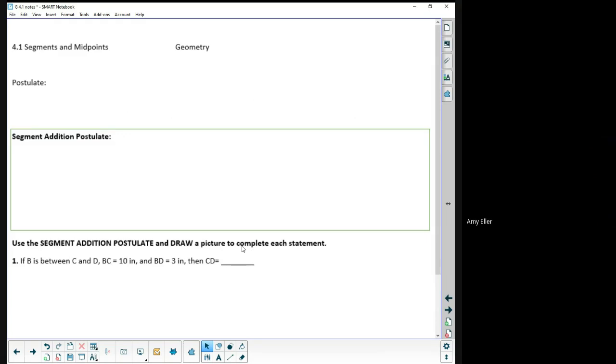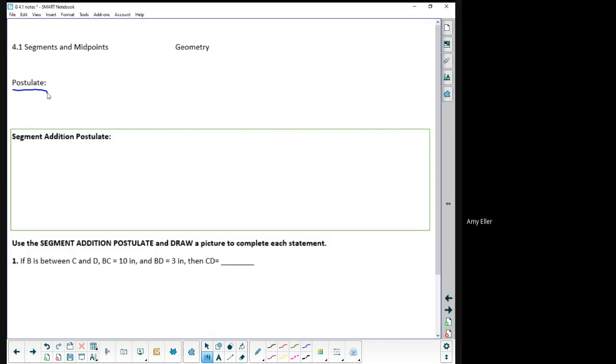Right, here we go. Section 4.1, talking about segments and a little bit about midpoints, but that will come more next week. But 4.1 today. Our vocab word is postulate. That goes a little bit with our vocab word that we had before, which was theorem. Can anybody tell me the definition of a theorem?